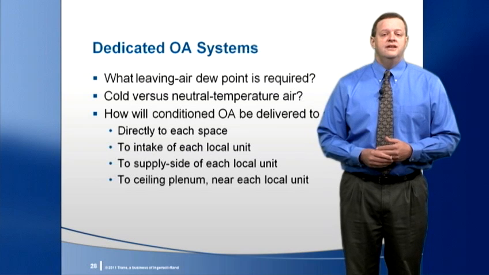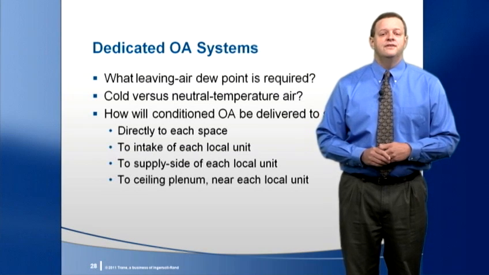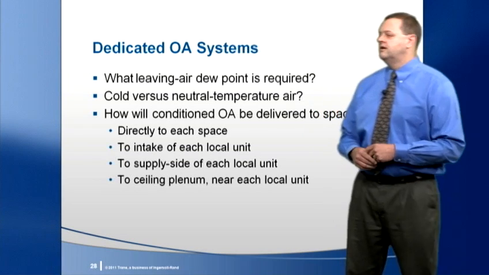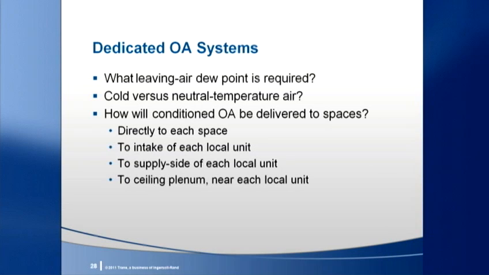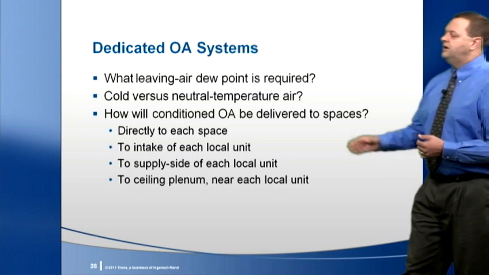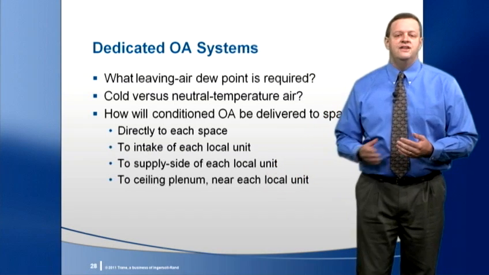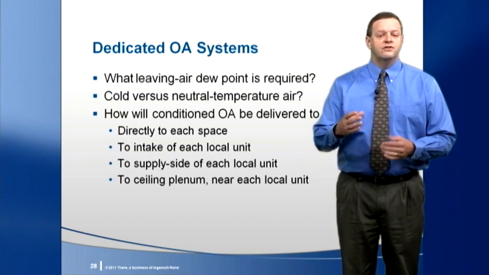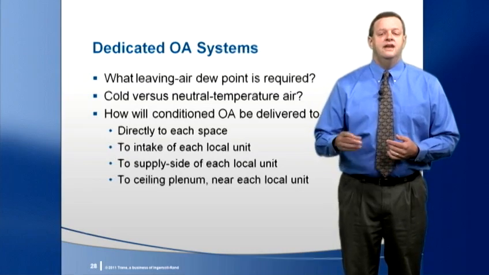The last issue is how the conditioned outdoor air will be delivered to the individual spaces. Four common configurations are direct to each space, to the intake of each local HVAC unit, to the supply side of each local unit, and to the ceiling plenum near each local unit. Now, we don't have time in this broadcast to discuss the advantages and drawbacks of each, so we've included supplemental slides at the end of your handouts.